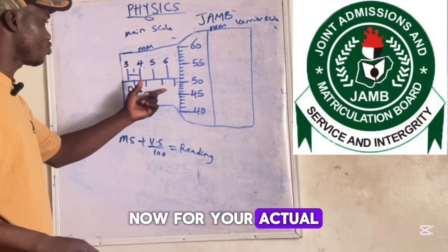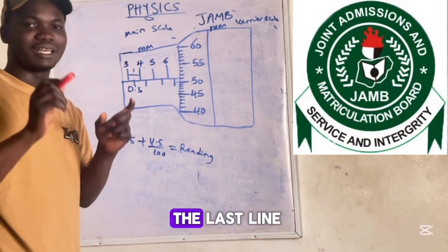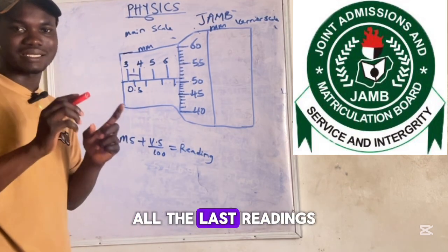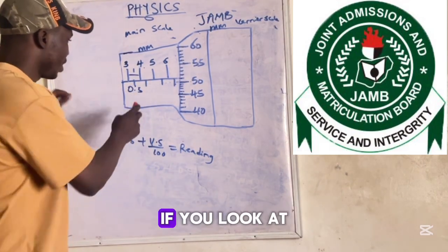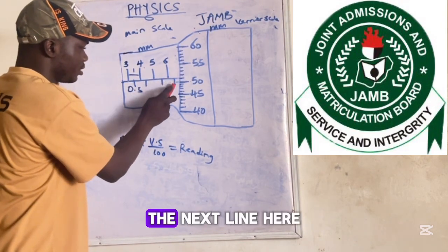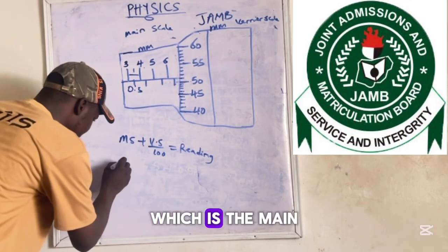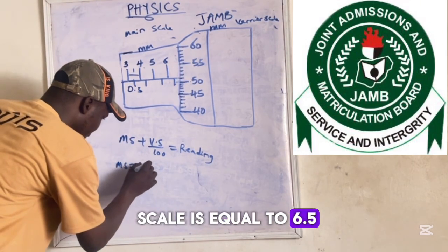Now, for your actual reading for the main scale, you are going to look for the last line or the last reading in the main scale. If you look at this, the last line here is this, and you know this is about 6. The next line here is going to be 6.5. Your MS, which is the main scale, is equal to 6.5.